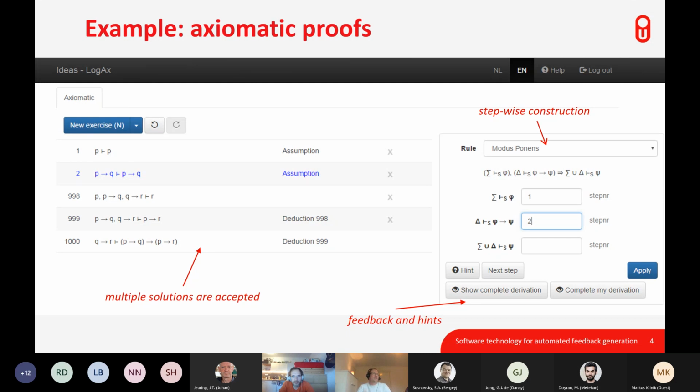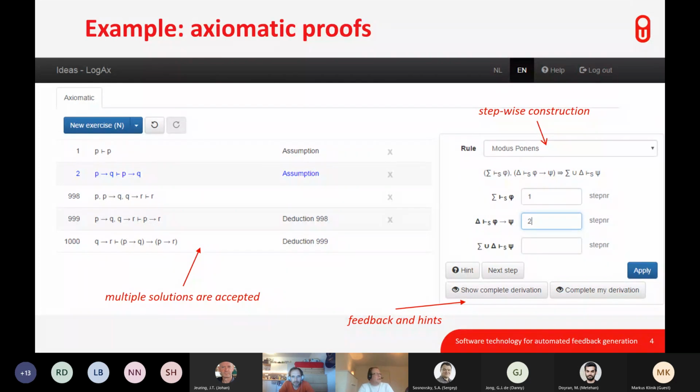So here you can clearly see in the interface that on the right-hand side, there is this box where you can select the next step that you have to take, the next rule that you want to apply to finish your axiomatic proof. On the bottom right, you see all kinds of buttons that provide feedback and hints. So if the student is stuck or needs more help, there are all kinds of buttons and options that you can ask for help at any point in time.